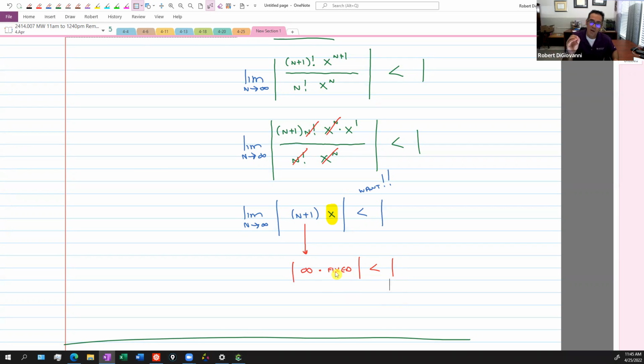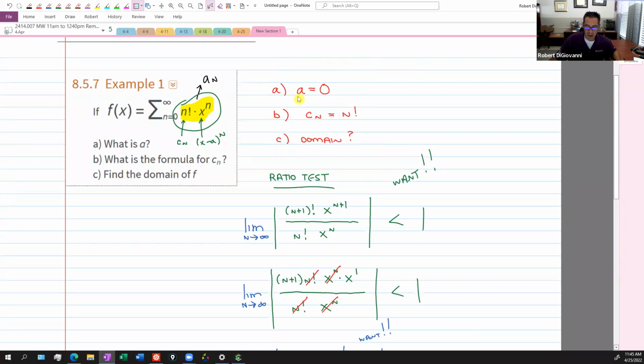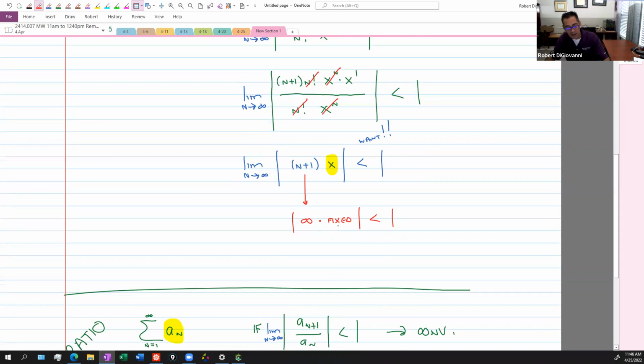What value? 0, right? But we already knew 0 would work. How did we know 0 was going to work? Well, because a was 0. And what I just said prior to this was that every power series converges at least one point. And for this, because it's centered at 0, it should converge if we plug 0 in. And that's exactly what this is telling me: the only way this holds is if x is equal to 0.